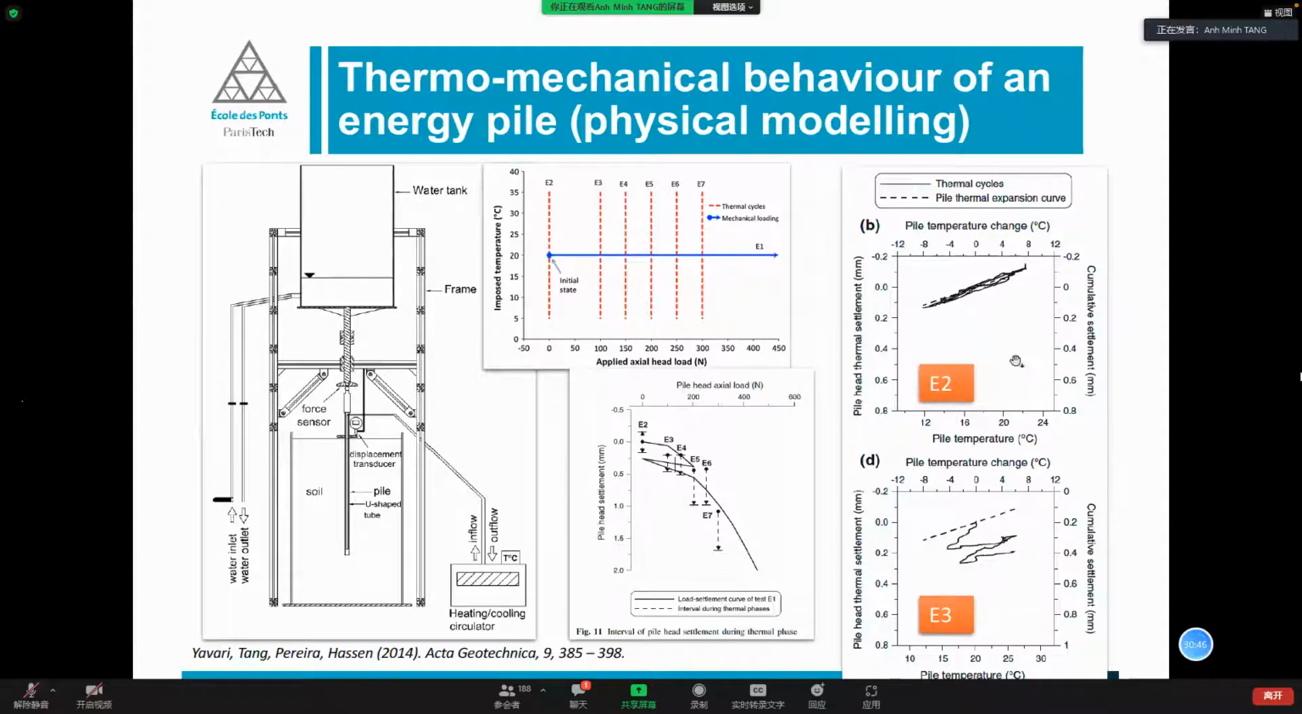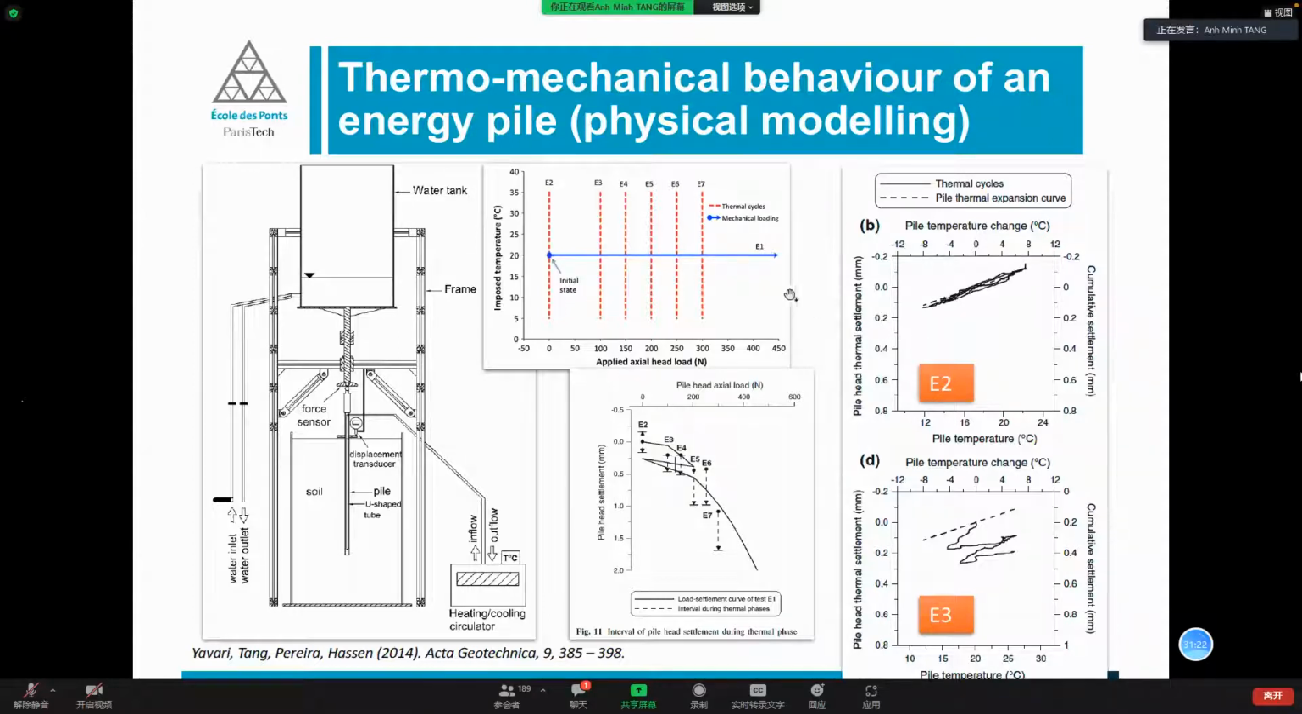Here I show test E2, which means we apply a very small, in fact no, head load at the top of the pile. When you change the temperature of the pile here, we can see that heating will induce pile head heave, and then cooling will induce pile head settlement. And this corresponds exactly to the pile thermal expansion curve. That means you just use the thermal expansion curve of the pile and put it here. It's a dashed line that we cannot see here because it's exactly the same behavior.